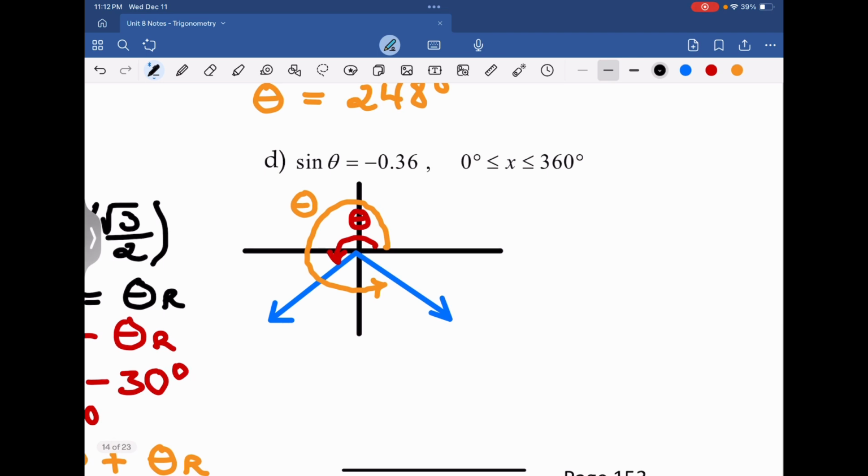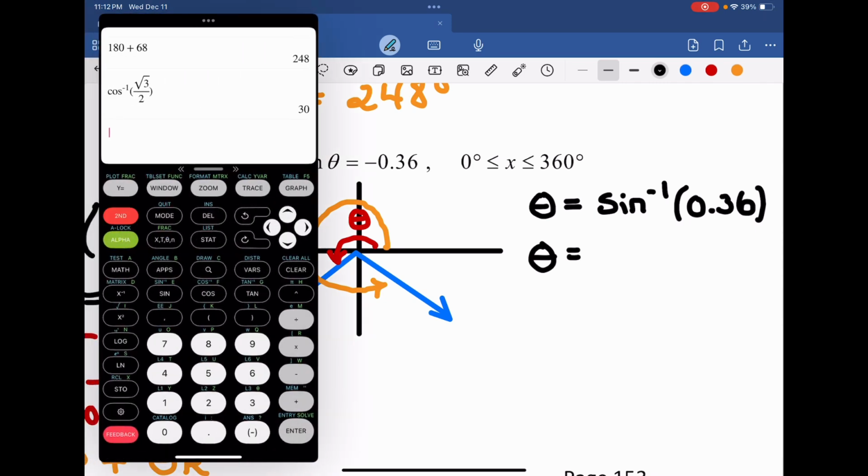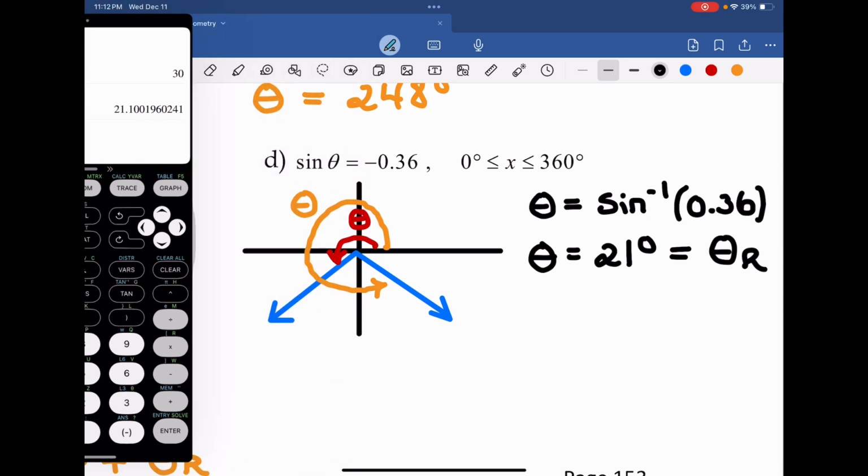Now, when we solve for our reference angle, remember, we're going to make it positive. So we're going to go theta is equal to sine inverse of the ratio of positive 0.36, because we're solving for the reference angle. In our calculators, we go second sine 0.36 as a positive, enter. This is going to give us 21 degrees to the nearest degree, which will be our reference angle.